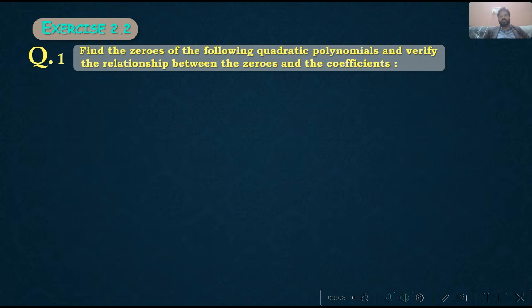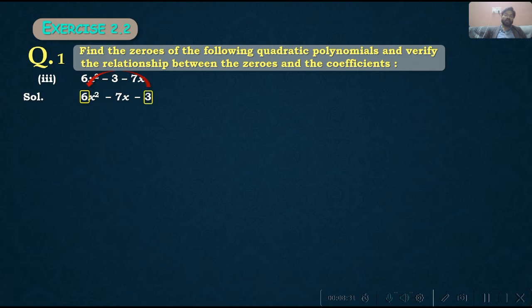Now we have the next question: 6x square minus 3 minus 7x. If there is any such equation, we have to take it in the general form, that is ax square plus bx plus c. So first we will arrange it. So we have the question 6x square minus 7x minus 3. This is the general equation ax square plus bx plus c.